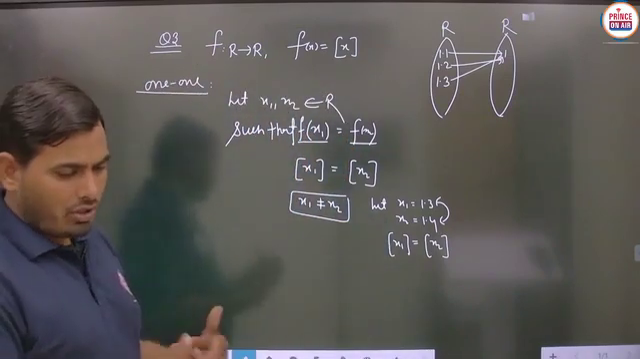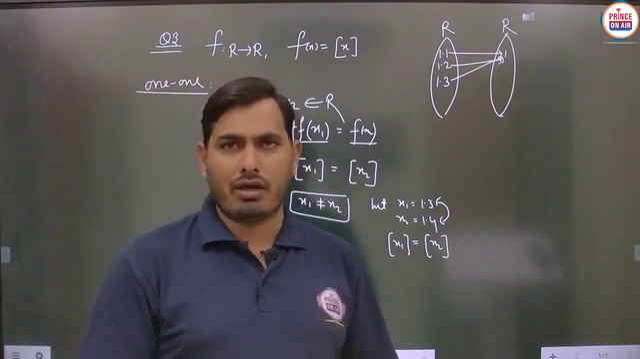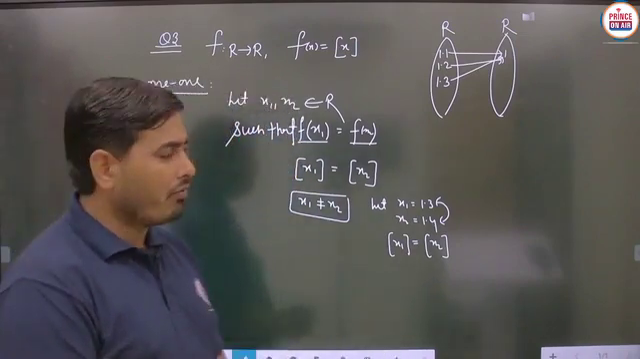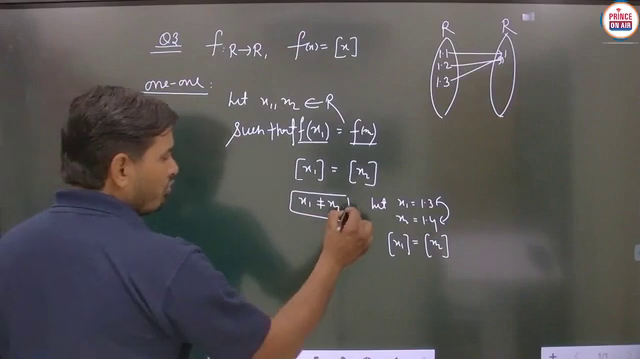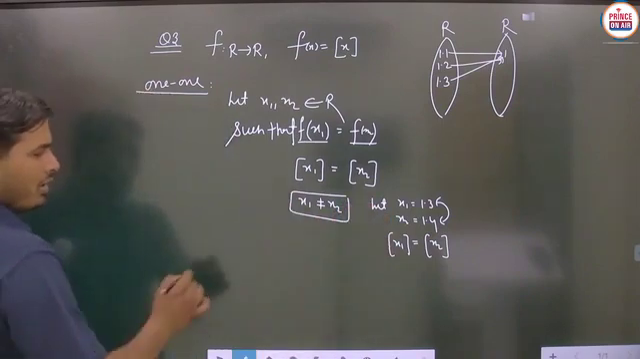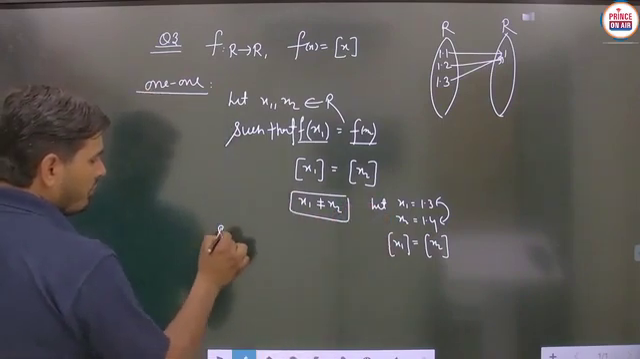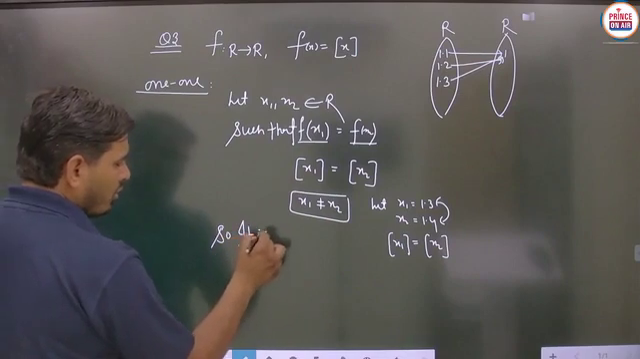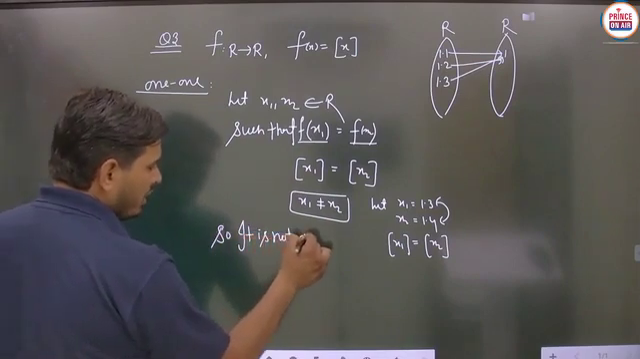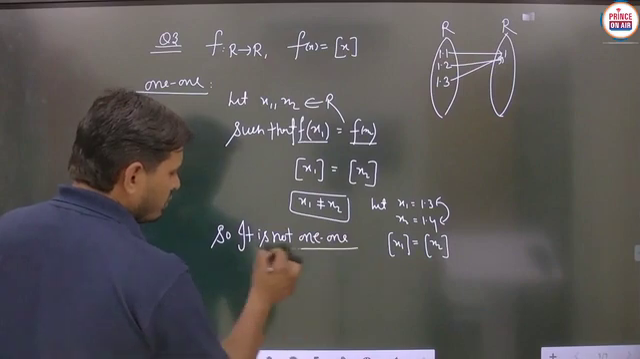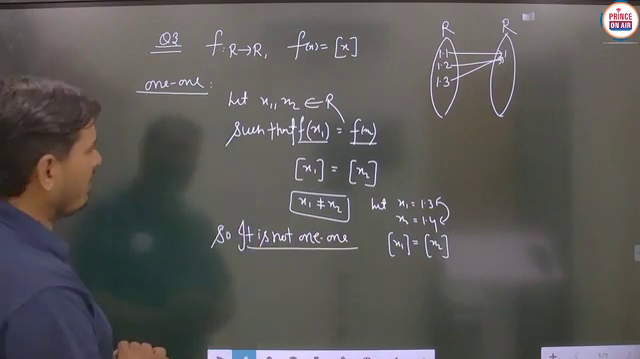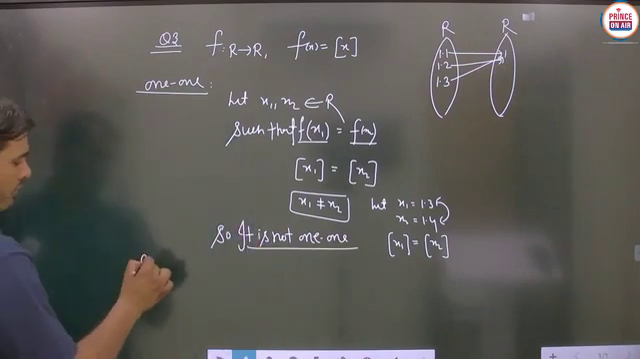Suppose any one case turns out wrong here, then it is not the case of one-one. So here we just have to specify this example. So it is not one-one, which means this is the case of many one. Next we have to check for onto.